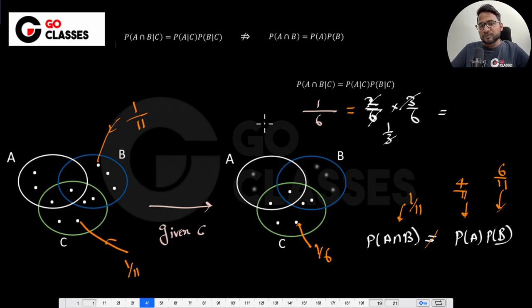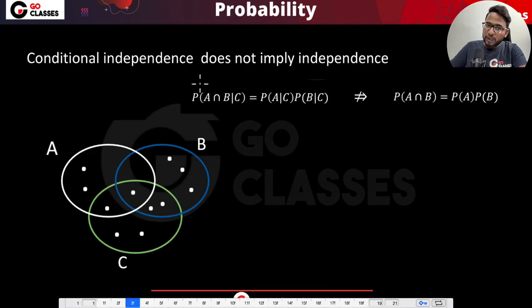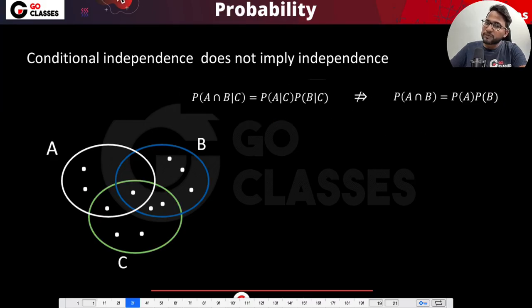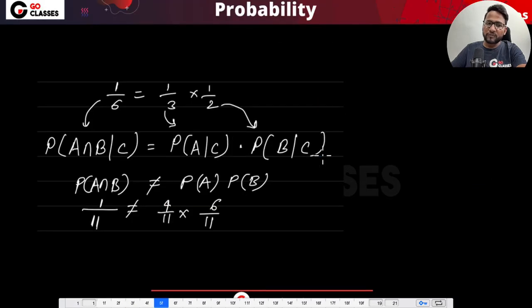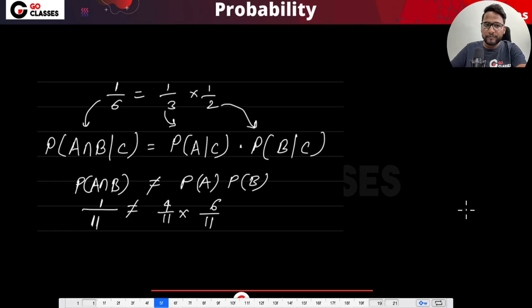So this is a very good example which proves that conditional independence does not imply normal independence. Even though this condition is true in this particular diagram, you can also say that this particular condition is false, which means that conditional independence is true. So in this diagram, conditional independence is satisfied, still the normal independence is not satisfied, right? Okay, so this is the workout of the same example.